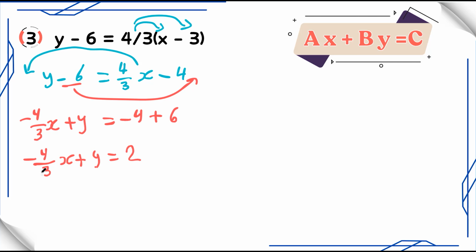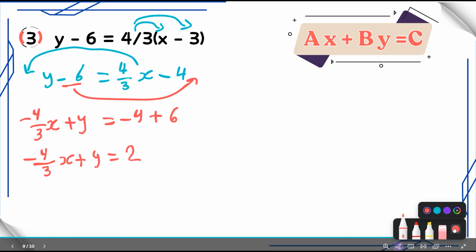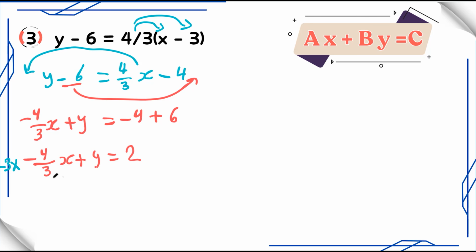Now check, where is the a here? A here is negative 4 over 3, but we said a should be a positive integer. This is a fraction, and also negative. We have two problems here. We should cancel this negative, and we should cancel the 3 from the denominator. How can we cancel this 3? By multiplying by 3. How can we cancel the negative? By making it negative 3.